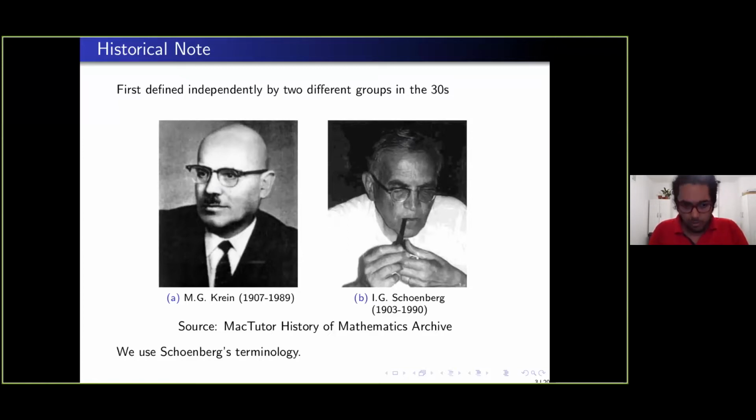We use Schoenberg's terminology, and I stress this: if you are looking at any of the relevant literature, please note what is the definition of total positivity. By totally positive, I mean that the minors are non-negative, not strictly positive, because depending on who the authors are following, they could either be following Krein's terminology or Schoenberg's. So we use Schoenberg's terminology, and totally positive refers to minors being non-negative.